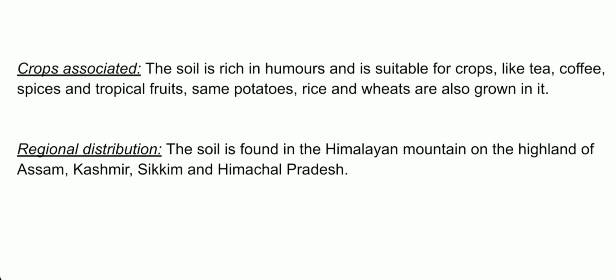Crops associated. The soil is rich in humus and is suitable for crops like tea, coffee, spices, and tropical fruits. Some potatoes, rice, and wheat are also grown in it. Regional distribution. The soil is found in the Himalayan mountains, on the highlands of Assam, Kashmir, Sikkim, and Himachal Pradesh.